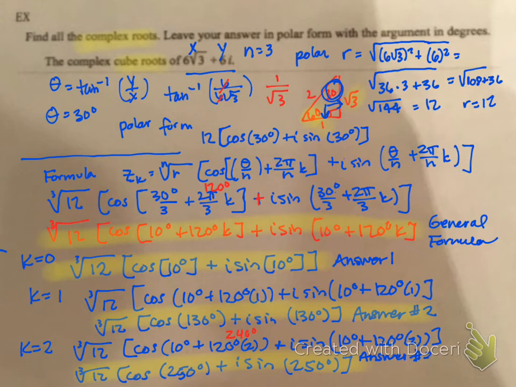And I know I'm done because if I let k equal 3, remember I'm multiplying that by 120. So 120 times 3 is 360, and then you add 10, you're beyond your border, which is 2 pi, or 360 degrees. So that's how I know I'm done. So I found all k's, answer 1, answer 2, and answer 3, and I am done. So 10.3 is finished.